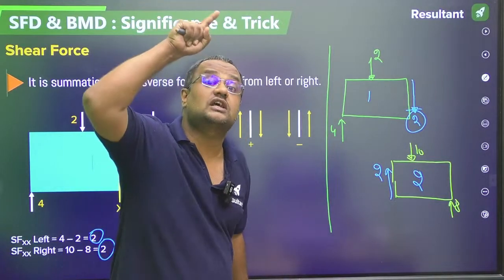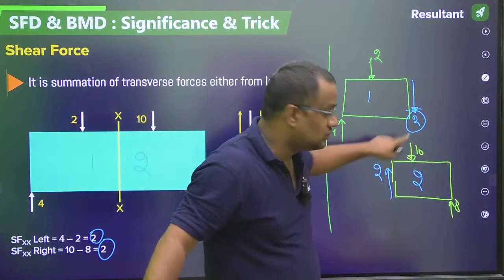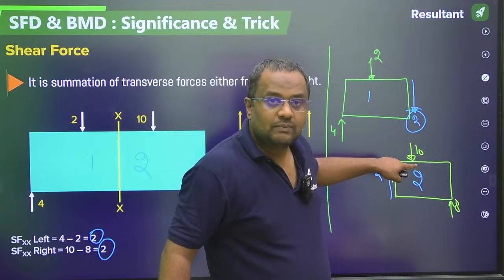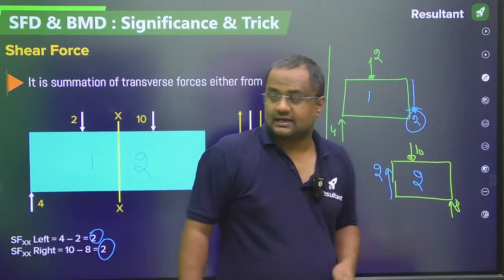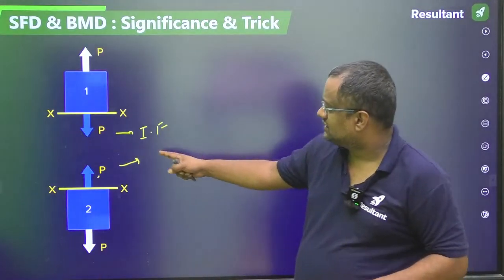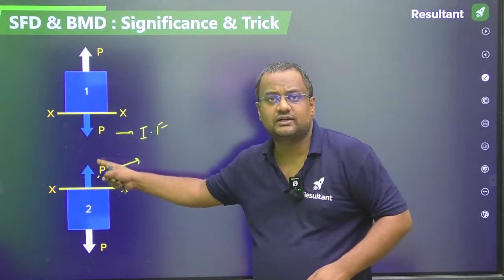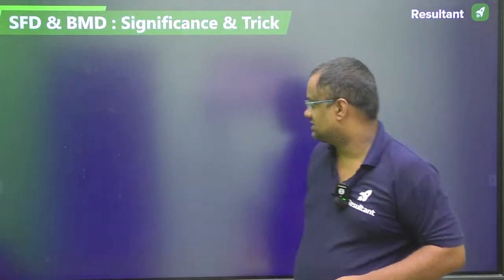And internal forces are always equal in magnitude, 2 and 2. But from one side it is in one direction, from the other side it is in the opposite direction. Internal forces are always equal in magnitude, P and P, and opposite in direction, guys.